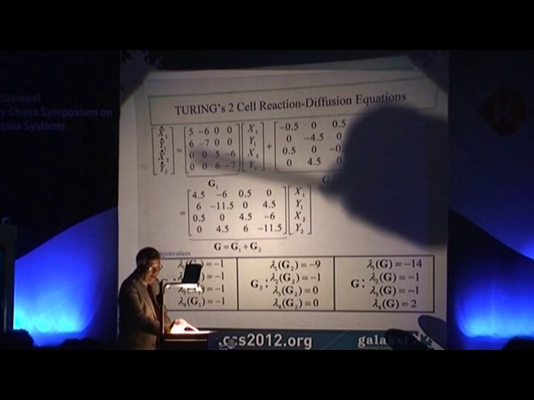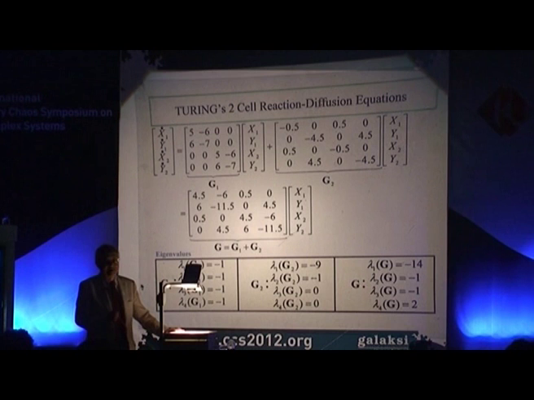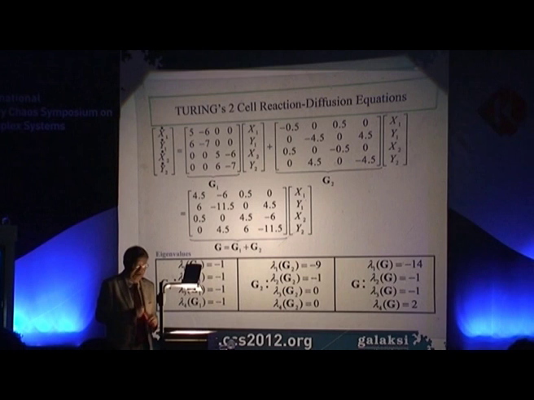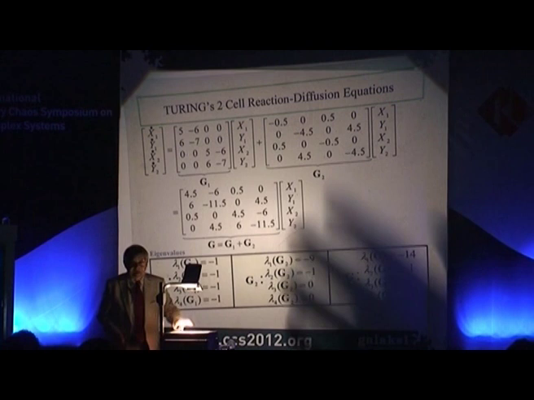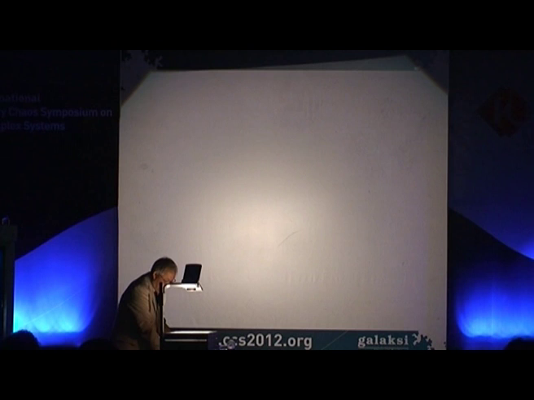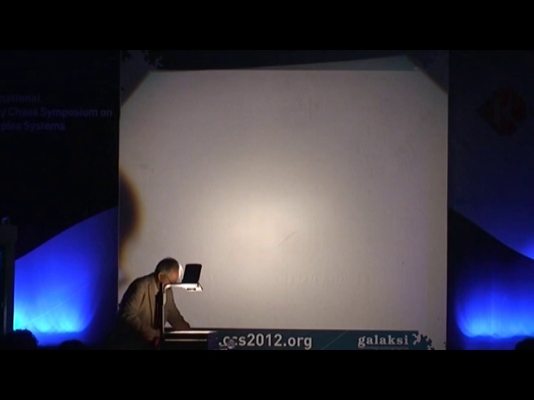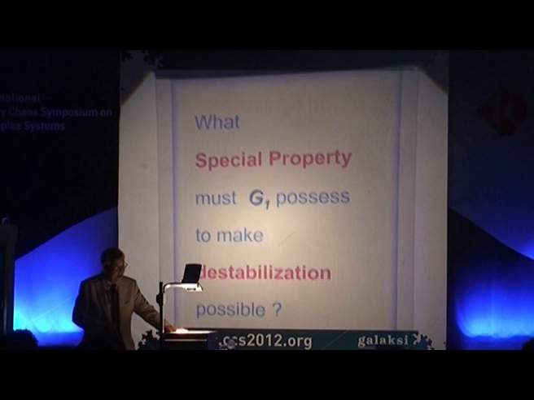He doesn't know how, I mean, he never wrote in the paper how he picked his numbers. But obviously, he picked them by trial and error and insight, because if he had a theory, he would have published that. And the theory has to wait till my theorem here. Okay? If you use my theory, it will tell you how to pick these numbers so that you will have this property. Okay, so therefore, Turing is the first person to prove that complexity is possible. But the question is, what special property must G1, the first matrix, possess to make this destabilization possible? How?